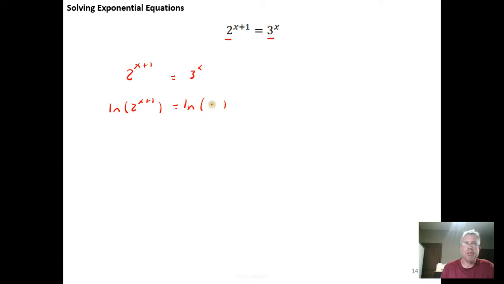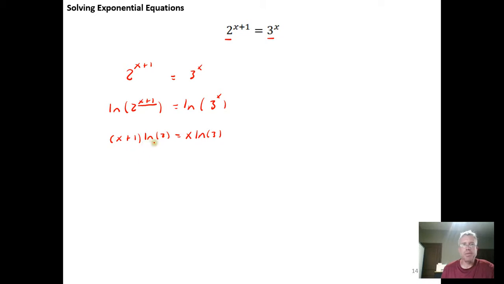So I'm going to take both sides and input them into the natural log function. Except you have to input it correctly. And then I'm going to use that power property of logarithms to say, I have a base to an exponent inside a logarithm, so the exponent can come down in front. So on the right hand side it's going to be x natural log of 3, and on the left hand side it's going to be x plus 1 times the natural log of 2.